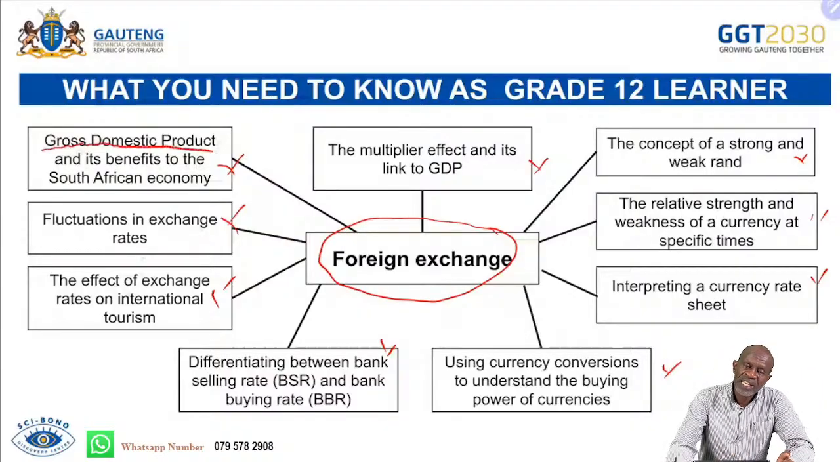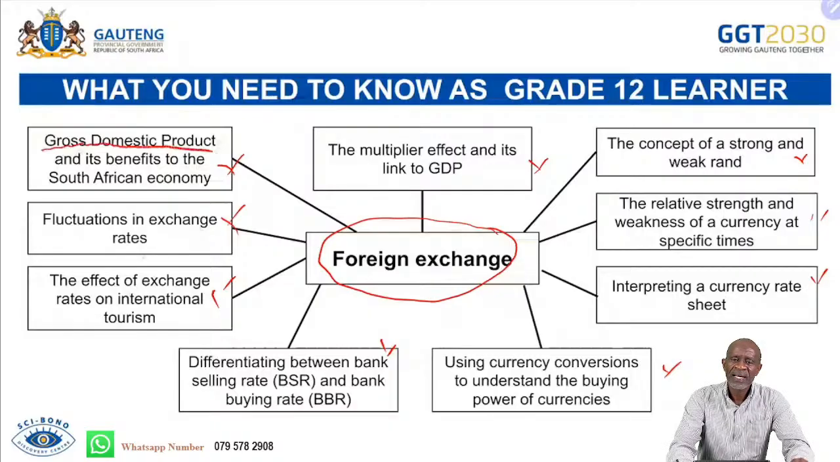The second aspect that we'll focus on is fluctuation in exchange rate. What does fluctuation mean? We are going to talk much about this concept of fluctuation. It simply means the rise and fall, the increase and decrease in the currencies of the world. So as we compare the currencies, we should understand that they are not stable. They are not sitting at one place.